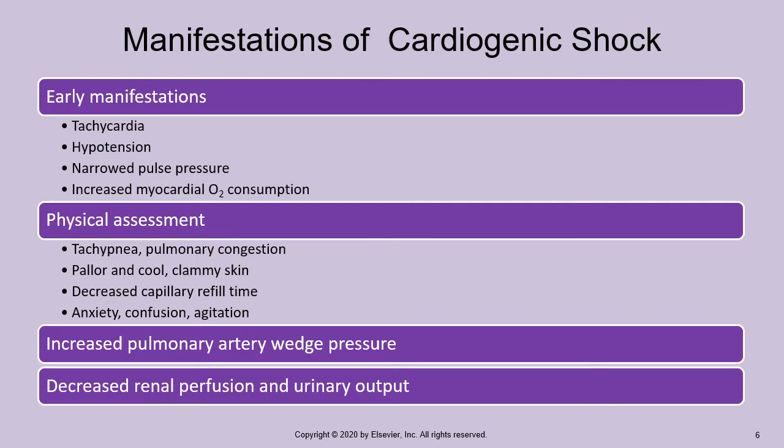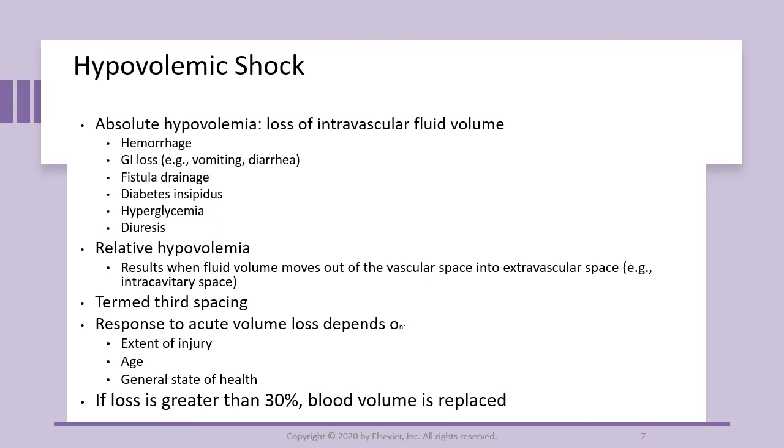Anxiety, confusion, and agitation may develop with impaired cerebral perfusion. Tables 66.2 and 66.3 describe the laboratory findings and clinical presentations of patients with cardiogenic shock. Moving on to hypovolemic shock, which occurs when there is inadequate intravascular volume to support adequate perfusion.